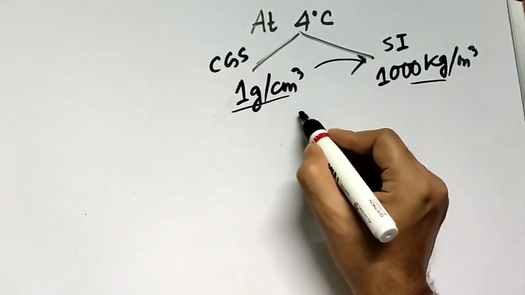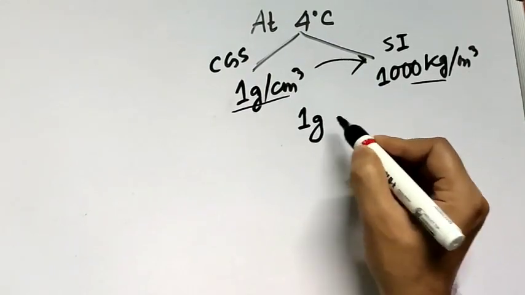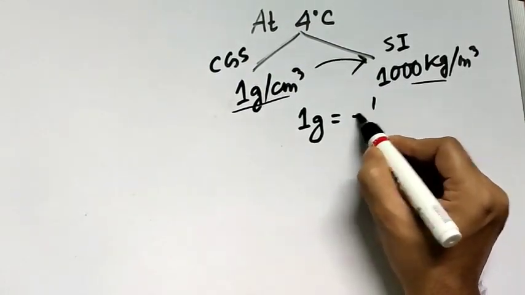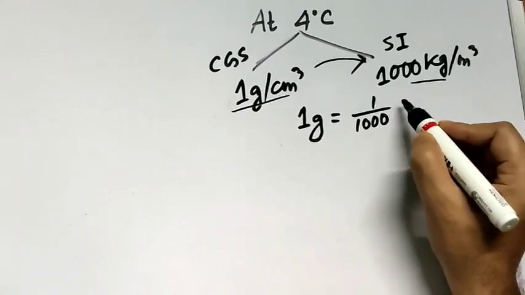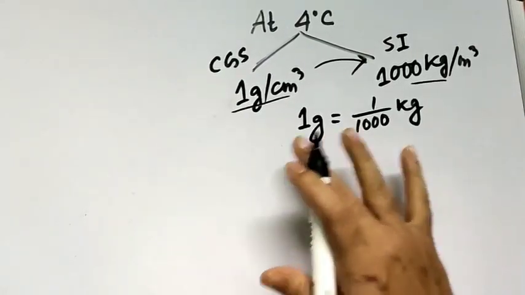As we know, 1 gram is equal to 1 by 1000 kg. The conversion is complete.